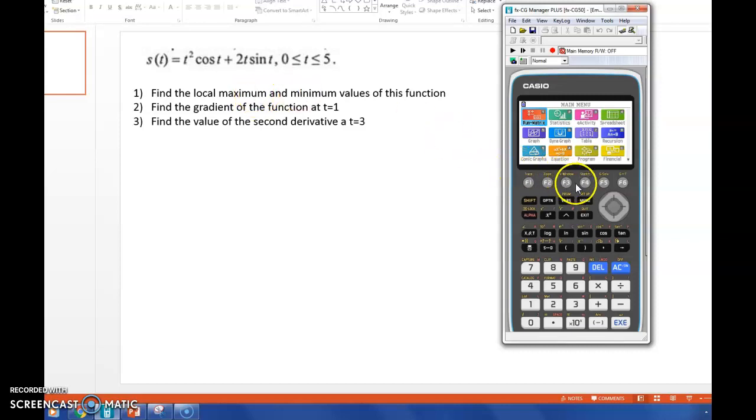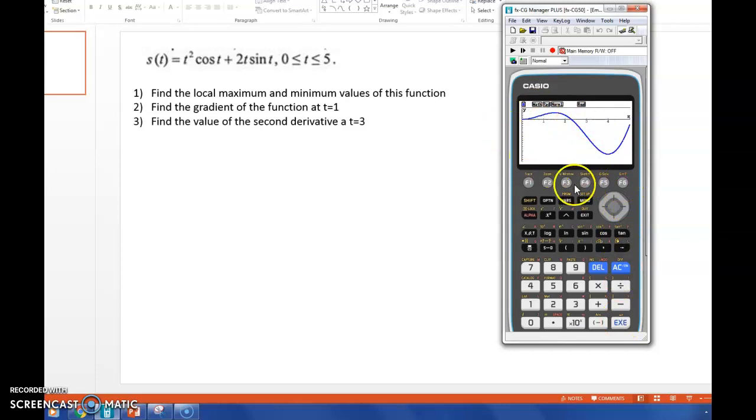You can find the minimum and maximum points by simply going to the graphing section of your calculator and putting in the function. You have to put in x, your calculator doesn't understand t, so you're going to go x squared cosine of x plus 2x sine of x. Now we're going to go to draw it.